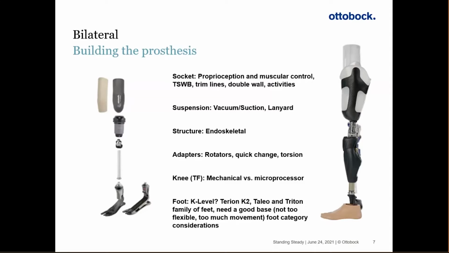And then the foot, really focusing on, what does a bilateral really need? K-level may come into play a little bit, may or may not. Sometimes there's some variables there with K-level and bilateral users, but for the K2 population, the Terion would be a good option. It gives a good base, and the Triton family of feet. We don't want something that's too flexible, too much movement. Microprocessor ankles are coming into play more, and sometimes the bilateral user can benefit from those. But there are also times where it might just be too much movement. So we'll discuss that a little bit as well.